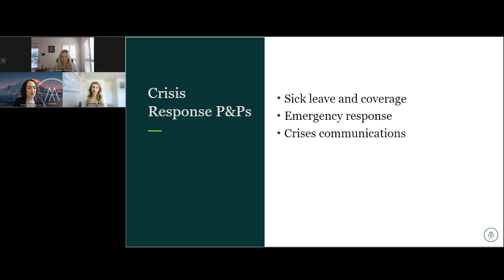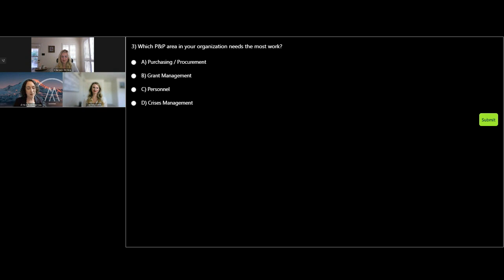So then I'm going to move us into our third CPE question here. Please put in the chat box if you have any issue getting this poll up. Going over the four policy areas that we just did, I'm curious to hear from this group: which policy and procedure area in your organization do you think needs the most work? Is it the purchasing and procurement side of things, grant management, personnel, or crisis management?